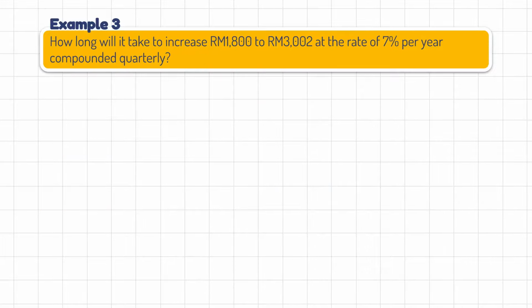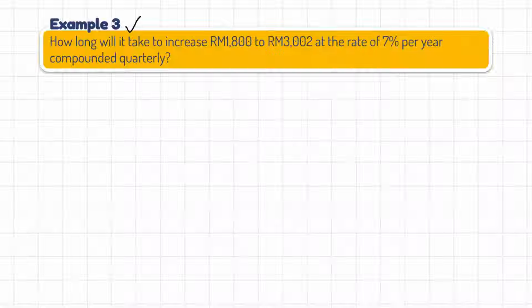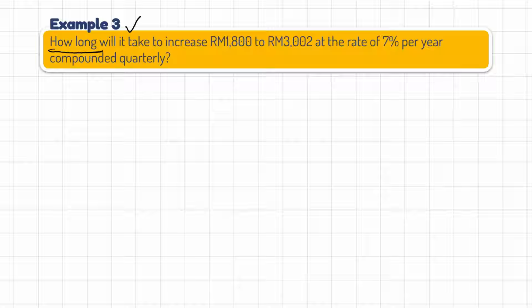For the next example, example 3: how long will it take to increase 1,800 to 3,002 ringgit at the rate of 7% per year compounded quarterly? The first words we have are how long. That means we need to find our T. And then, will it take to increase 1,800 to 3,002 ringgit, which means that 1,800 will be our P and 3,002 ringgit will be our S.